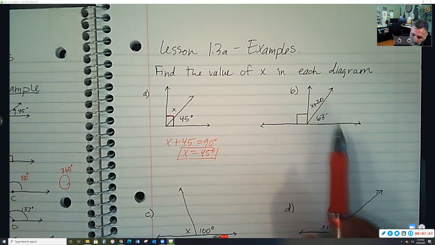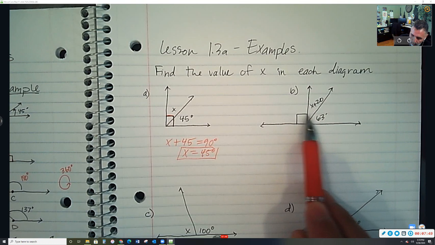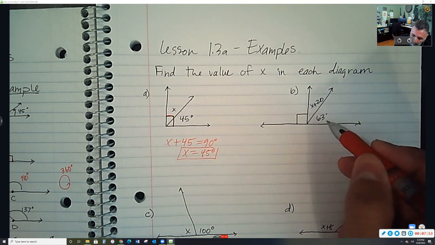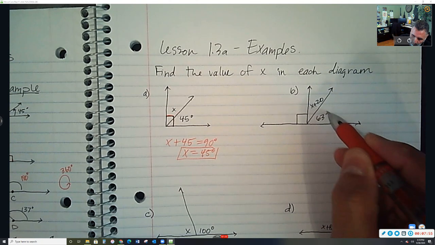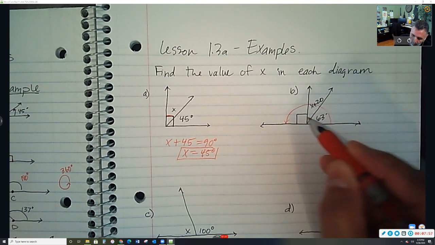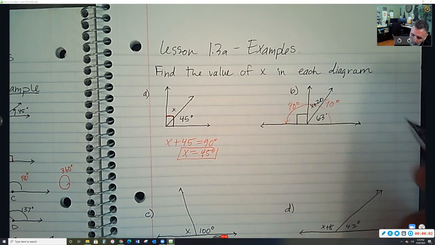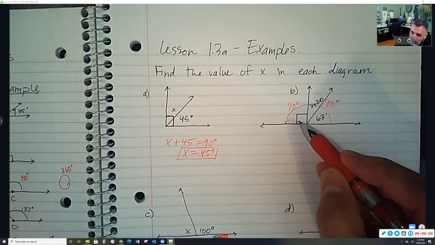So then again, even though this doesn't have the square over here, I know this side equals 90 because together, again, this entire thing is 180. But if this side is 90, that means this side also has to be 90. Because 90 and 90 is 180. And I definitely know this side is 90 because of the square.